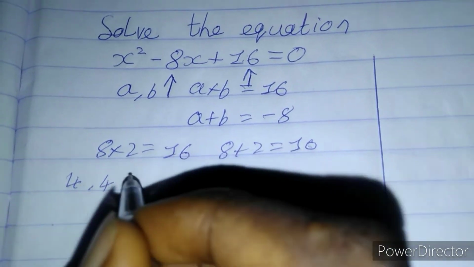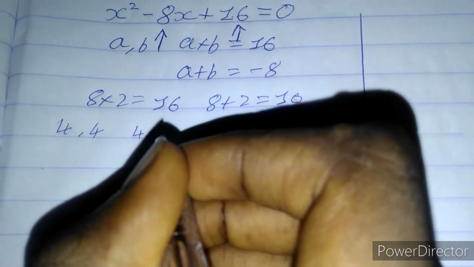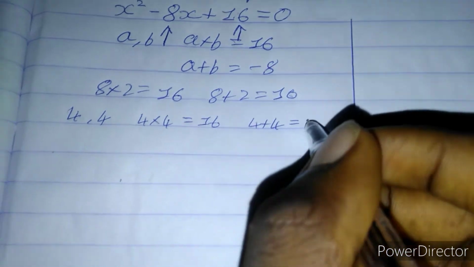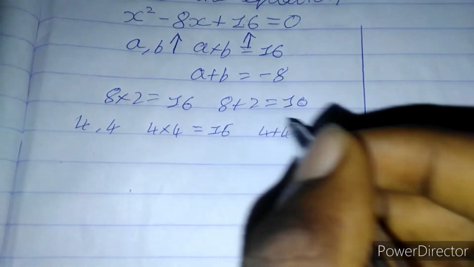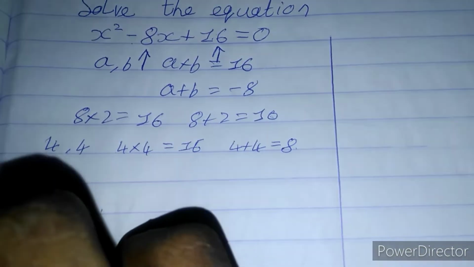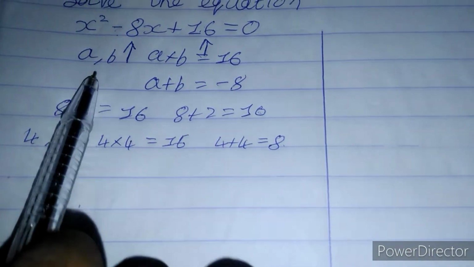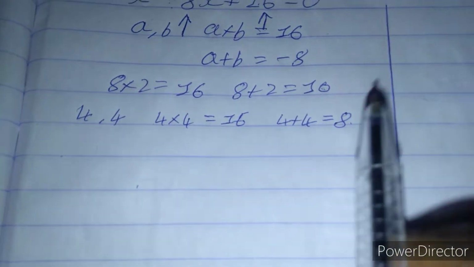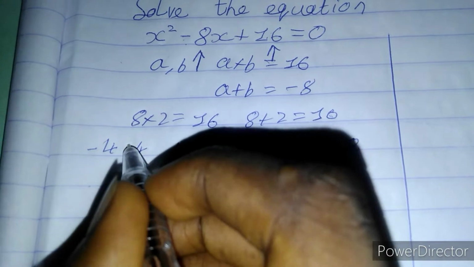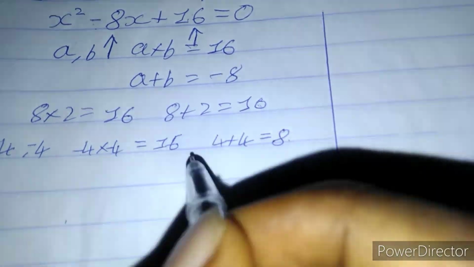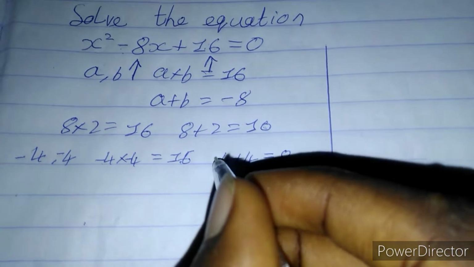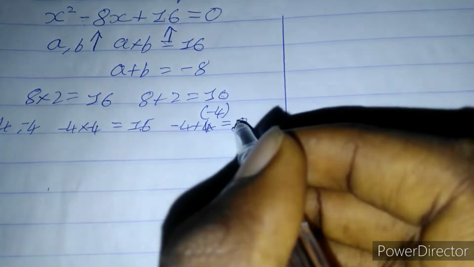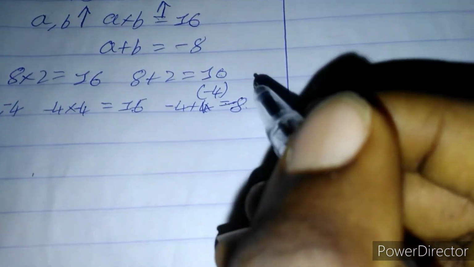and 4? 4 times 4 equals 16, and 4 plus 4 equals 8, not minus 8. Remember, our symbols play an important role. So 8 is not the same as minus 8. But what if we convert this to minus 4? Minus 4 times minus 4 will still give us 16. Then minus 4 plus minus 4 would give us minus 8.